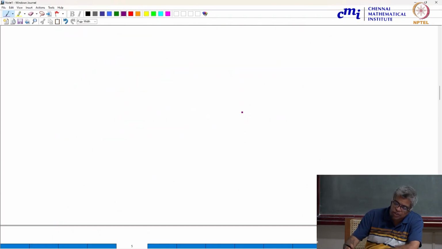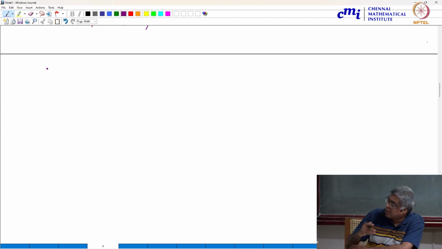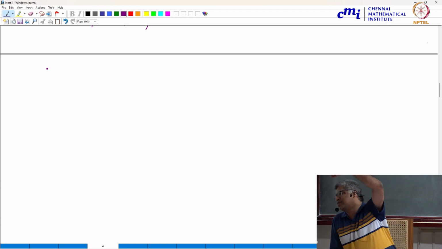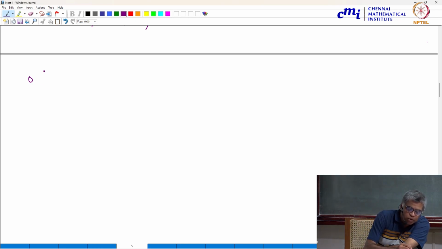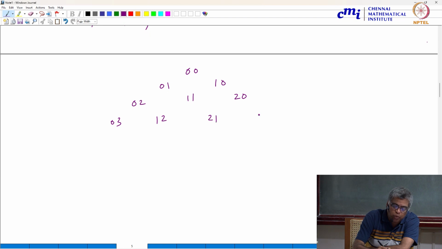What the Cantor pairing function says is it's a bijection between N cross N and N. So you want to list all pairs such that every pair occurs only once and every pair occurs eventually in the list. This is how you do it. You do 0 0, and then 0 1, 1 0, then 0 2, 1 1, 2 0, then 0 3, 1 2, 2 1, 3 0.